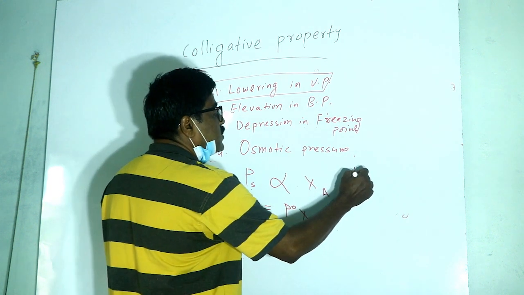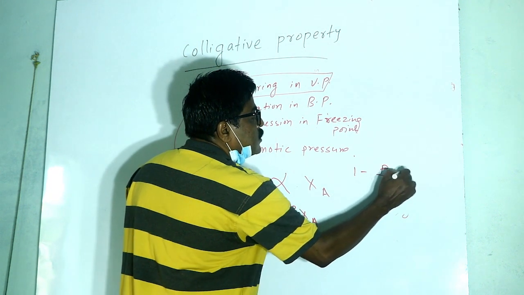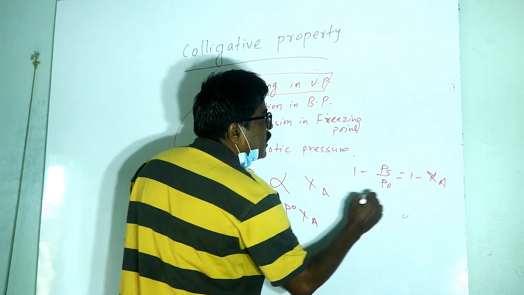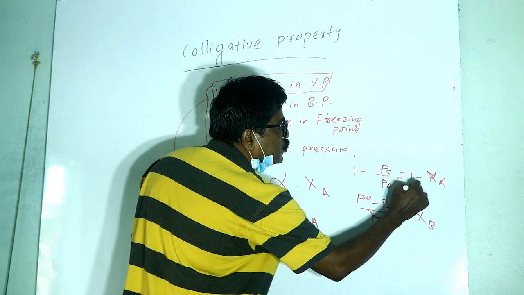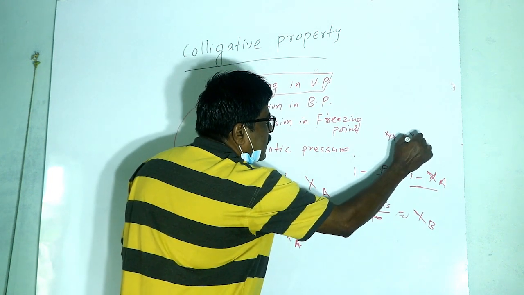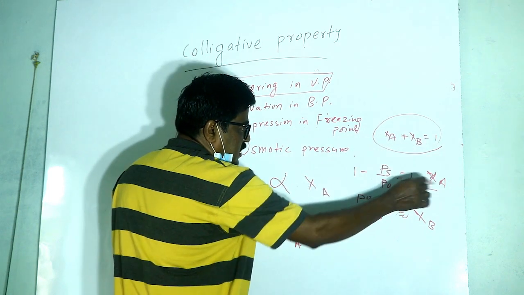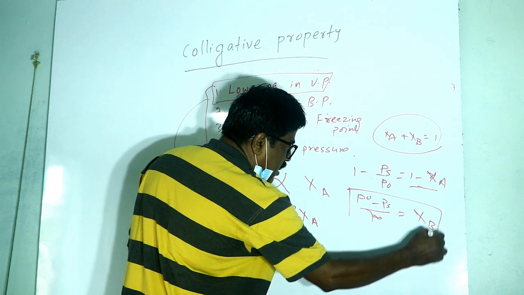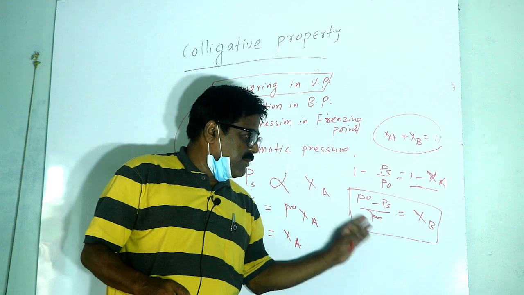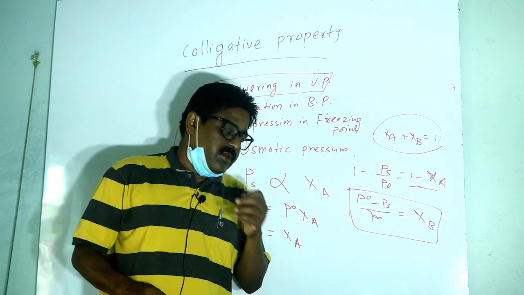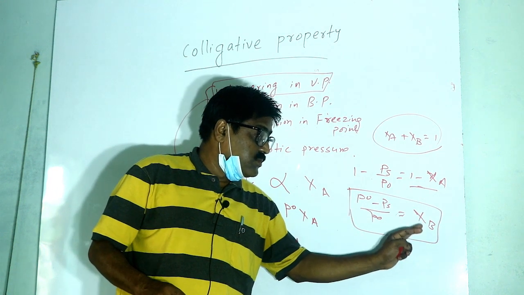Taking this derivation, 1 minus PS by P0 is equal to 1 minus XA. And similarly, P0 minus PS by P0 is equal to XB, because we know XA plus XB, the mole fractions of solvent and solute, must be equal to unity, means XB is equal to 1 minus XA. So this is the Raoult's law we have already derived. That is, the relative lowering in vapor pressure of a solution containing non-volatile solute is equal to the mole fraction of the solute.